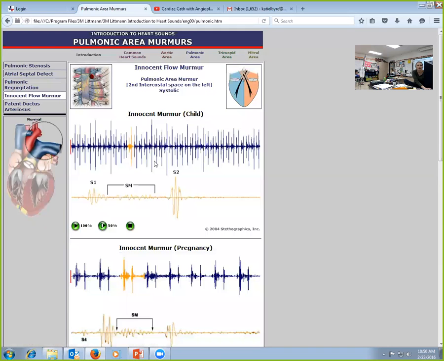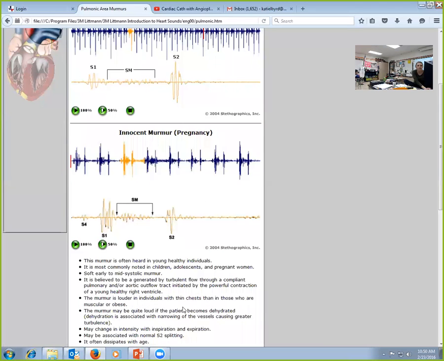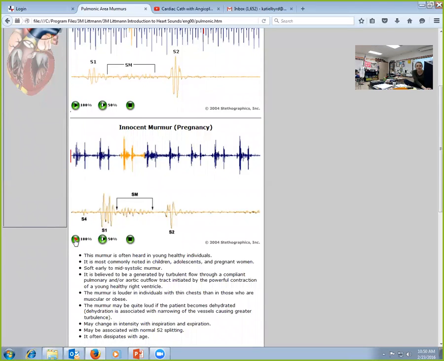This is just innocent murmurs. Sometimes kids have murmurs, pregnancy. Just hear that extra little bit of noise in there. Almost like a third noise, like kind of a galloping kind of sound. Pregnancy is normal because when you're pregnant, you have about double the amount of blood going through your system. So it's just extra blood. It's kind of harder to hear. You can hear it, but it's harder to hear.